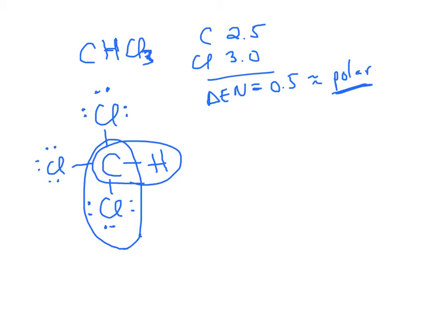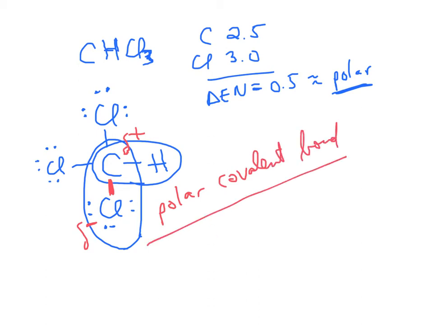Well, what that's going to mean for that bond, just the bond between the carbons and the chlorines, is that I'll have a slight positive charge on the carbon and a slight negative charge on my chlorine. It would be the same for the other two carbon-chlorine bonds as well. That sets up that bond to be a polar covalent bond, and that's going to have implications for the properties of those molecules, okay?